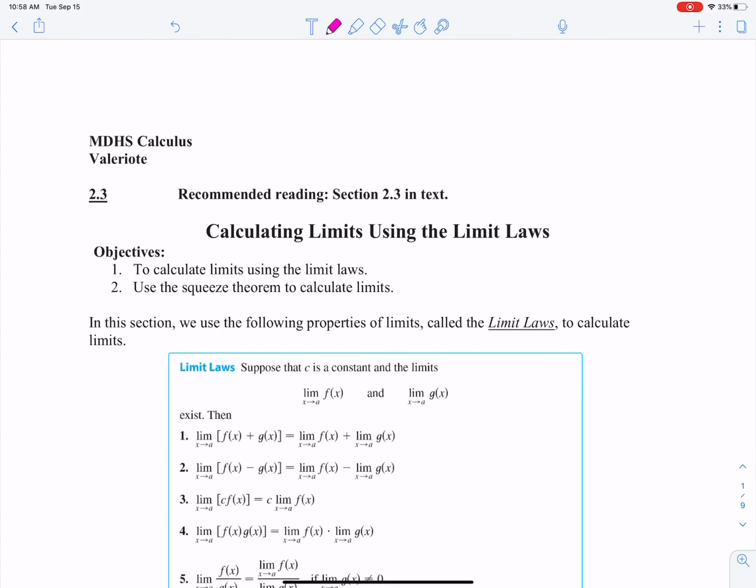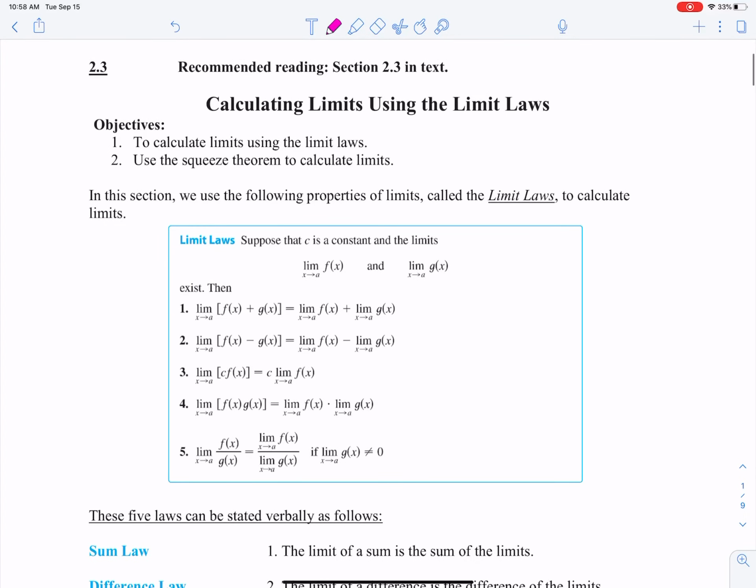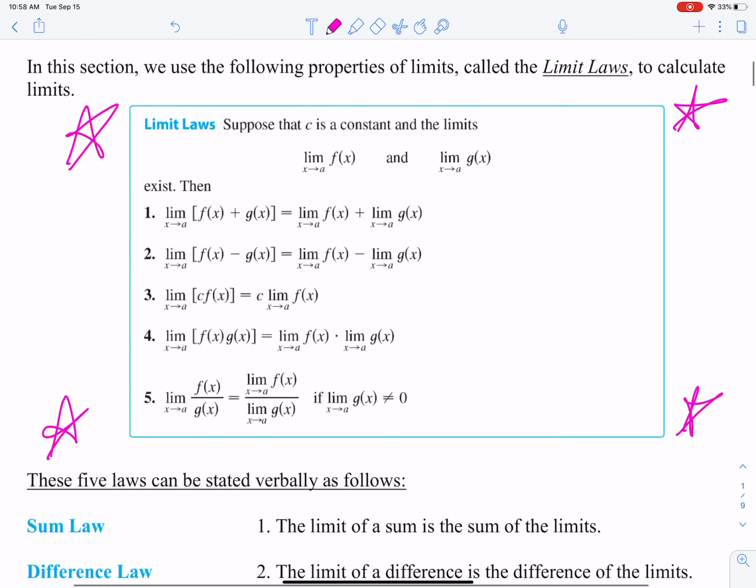All right, welcome to section 2.3, calculating limits using the limit laws. In this section, we use the following properties of limits called the limit laws to calculate limits. These are extremely important for you to learn and understand. They're actually pretty easy once we go through them, but they are important to know.